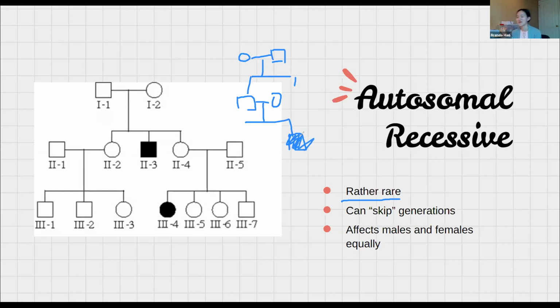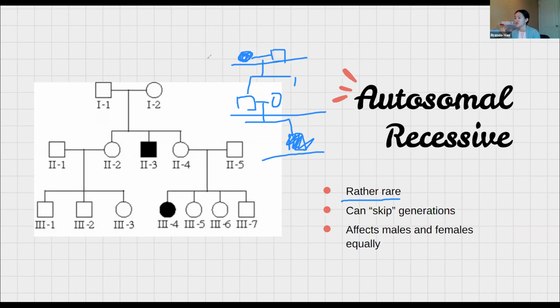Well, my drawing is really bad. That would be called skipping generations, because starting from this generation, okay, actually, if this person were affected, it also wouldn't make a difference, because it can get kind of dicey later on. But skipping generations would just be: one person is affected here, nobody's affected here, but suddenly one person is affected again here. And that's because it's recessive.